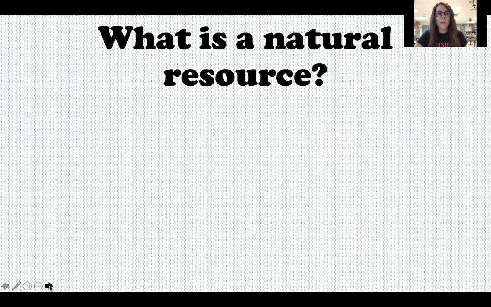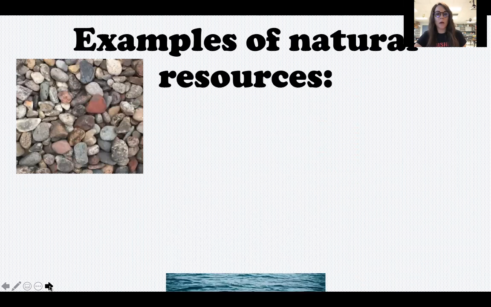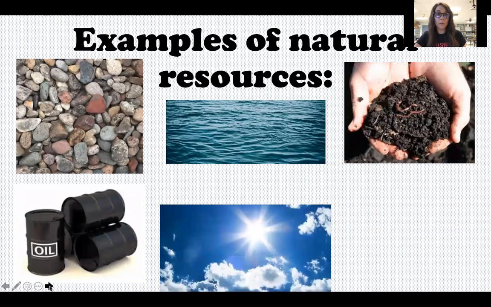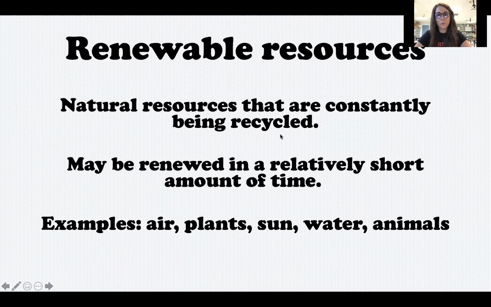So let's review. A natural resource is something we use that comes from nature. Here are some examples of natural resources: rocks, water, soil, oil, clouds and sun, and plants and trees. All of these things come from Earth, and we use them in many different ways. So when we talk about natural resources, we can divide them or classify them into two groups. Some natural resources are what we call renewable. Others are called non-renewable.